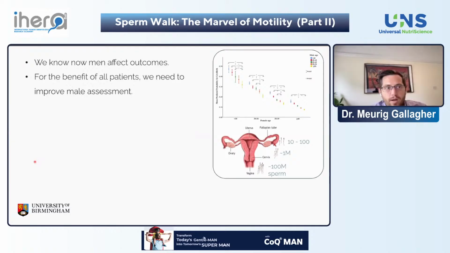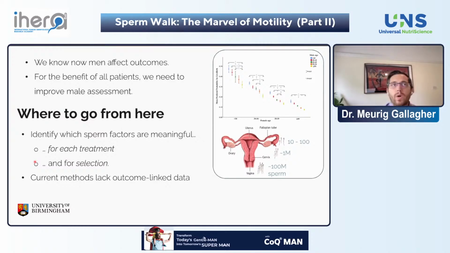So just to wrap up then, I've given you a whole load of things, but the thing that I'd like you to take away from this talk is that I hope you agree that we know that men affect outcomes. And for the benefit of all patients, but not just patients, when we look at all the data now linking sperm quality and male health more generally, we really need to improve male assessment. So the question is, where do we go from here? How do we translate a lot of these ideas into something that's more meaningful and more useful in a clinical environment?